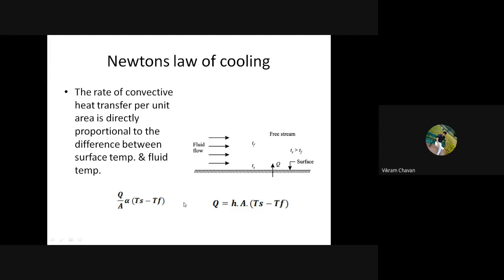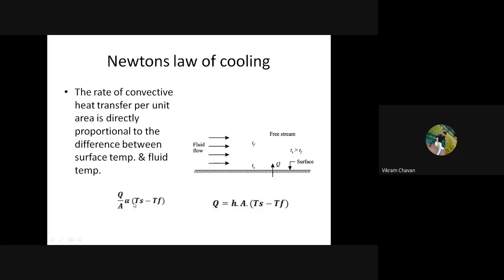In equation format, we can write Q by A, that is nothing but heat transfer per unit area. Q is the heat transfer rate and A is the surface area available for the heat transfer. So Q by A is directly proportional to the temperature difference between surface and fluid. We can write the equation as Q by A directly proportional to Ts minus Tf. Here Ts is the surface temperature of that particular plate, and Tf is the fluid temperature flowing over that plate.